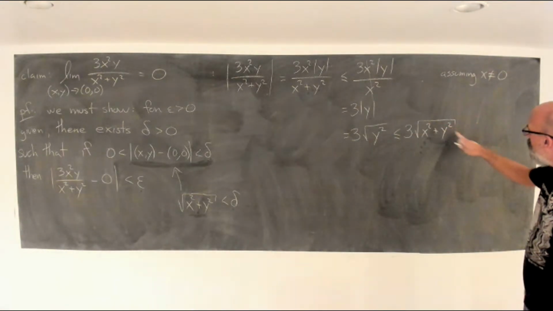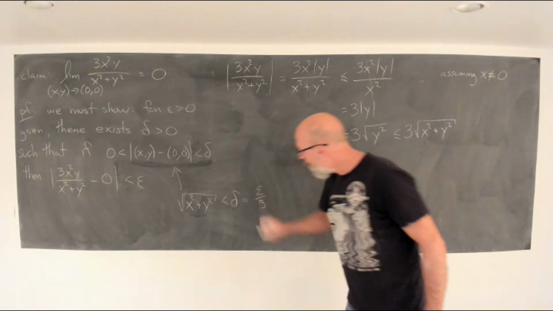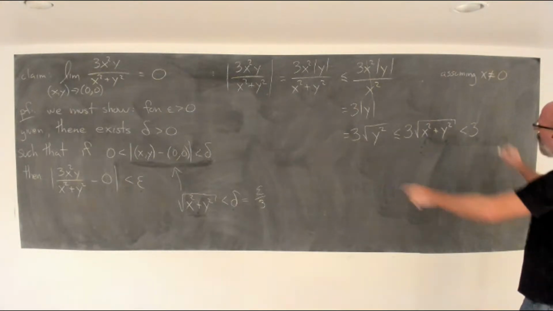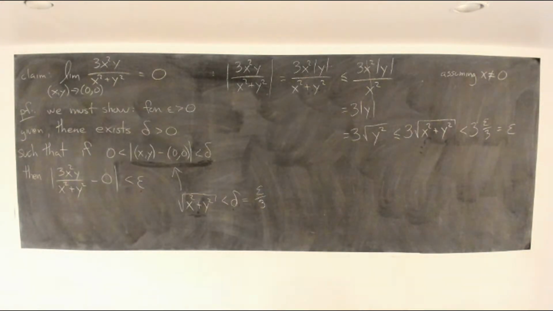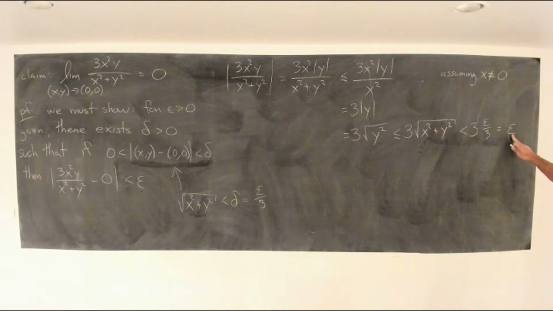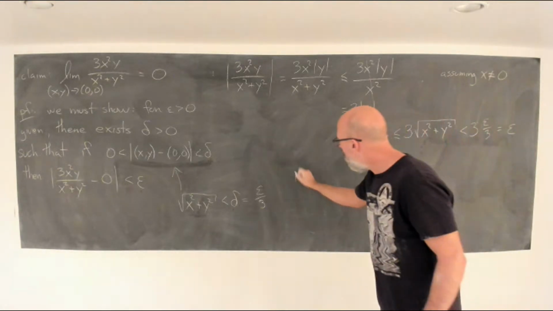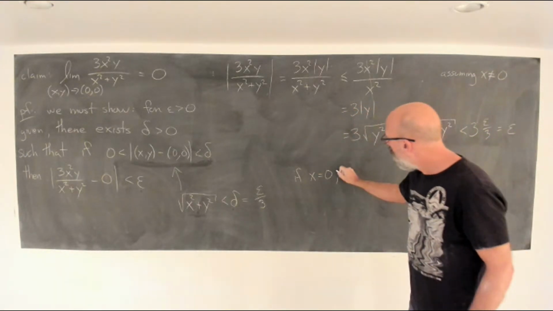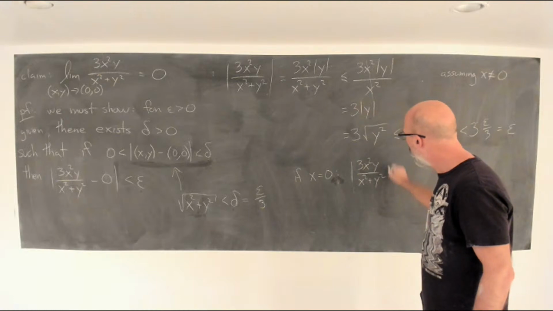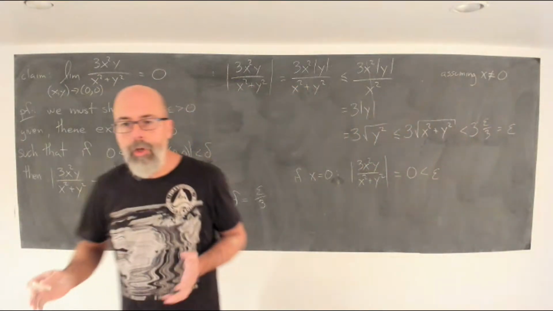So if you can make this less than epsilon, you're good. And you can do that by taking delta to be epsilon over 3. In that case, this is going to be less than 3 delta, but delta is epsilon over 3. And there you have it. This is less than epsilon. We're done, assuming x was not 0. But of course, if x is 0, this thing is just 0, which is itself less than epsilon. So in either case, we're done.